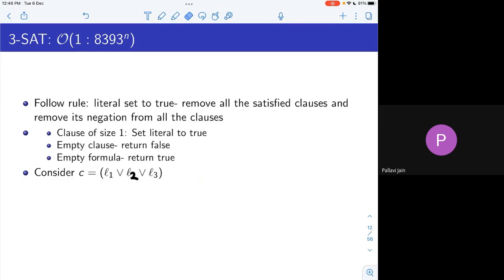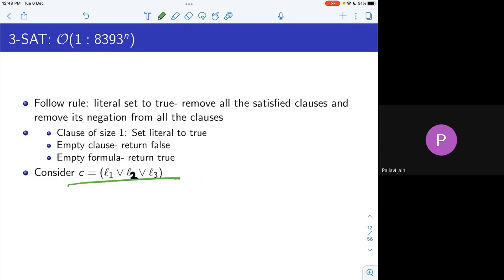Okay. So we will try all the possibilities and let us see how many possibilities we have. So consider this clause C, L1 or L2 or L3. So how many possibilities we have here? 8. Can we reduce it somehow? What we have to do is we just have to make sure one of these literals is set to true.